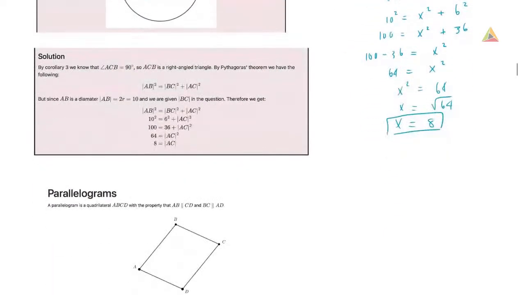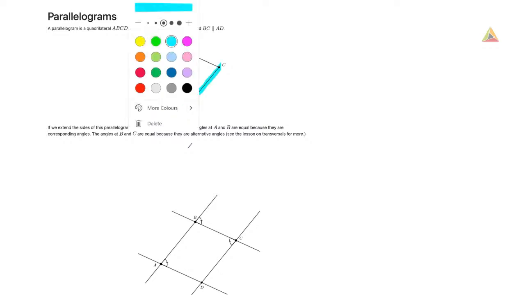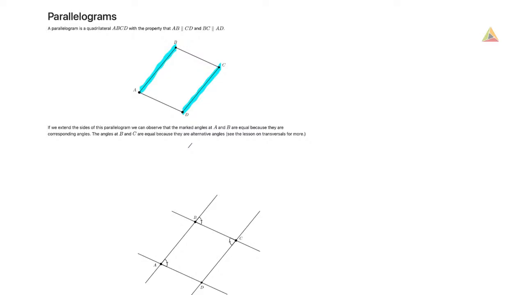Okay, now we're on to parallelograms. A parallelogram is a quadrilateral, which means 4 sides, A, B, C, D, with the property that AB is parallel to CD. So AB, I'm going to just use the highlighter, is parallel to CD. And also they're saying that BC, which is the top one here, is parallel to AD, which is here.